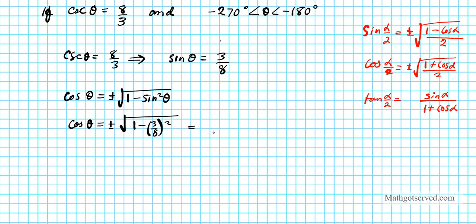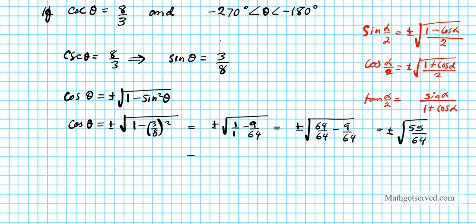All right, let's go ahead and simplify this. So I have the square root of 1 minus 9 over 64, squaring the numerator and denominator. So that becomes plus or minus the square root of 64 over 64 minus 9 over 64. When we subtract the numerators, we'll have plus or minus the square root of 64 minus 9, which is 55, over 64. I'll take the square root of the numerator: plus or minus root 55 over the square root of the denominator, which is 8.